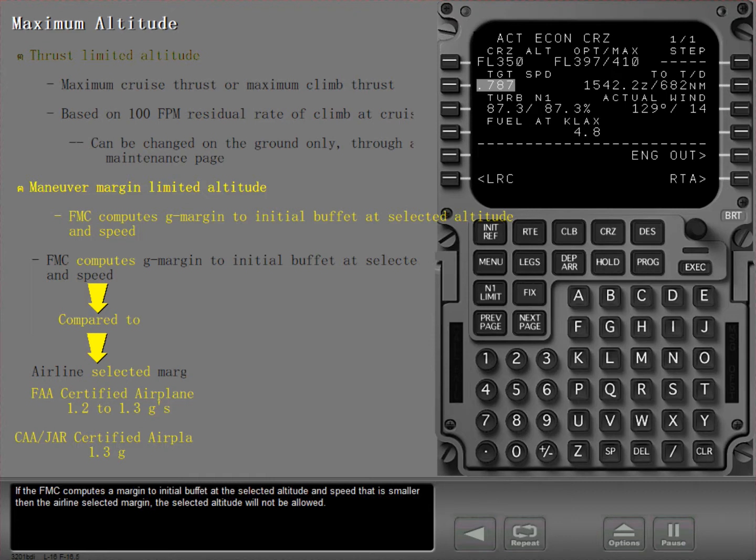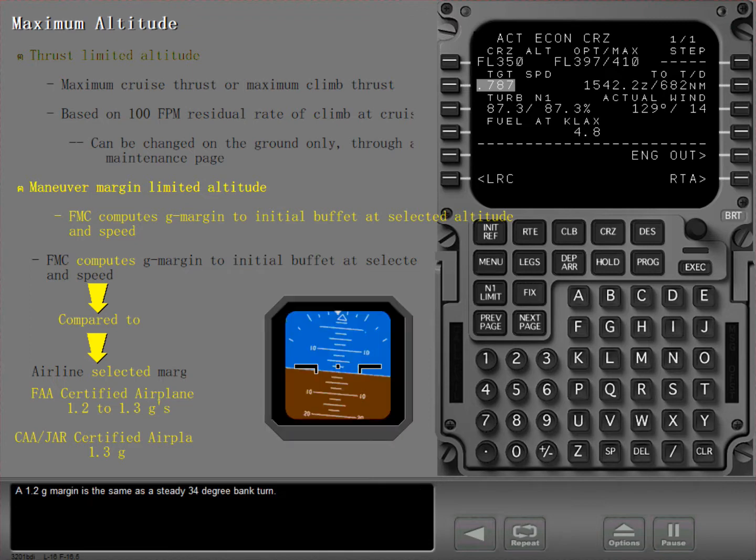If the FMC computes a margin to initial buffet at the selected altitude and speed that is smaller than the airline selected margin, the selected altitude will not be allowed. A 1.2 G margin is the same as a steady 34-degree bank turn. A 1.3 G margin is the same as a steady 39-degree bank turn.